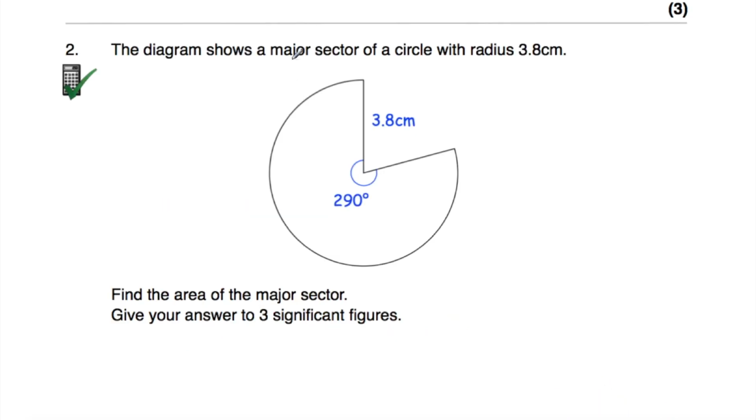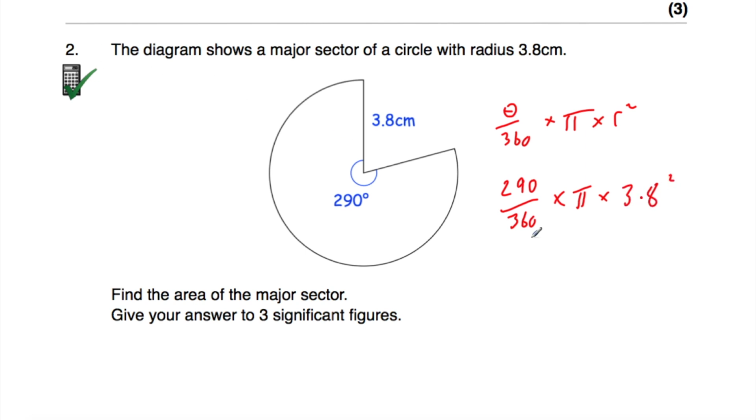Question number 2 says the diagram shows the major sector of a circle with radius 3.8 centimeters. As you can see, the radius of the whole circle is 3.8 centimeters, and we've got this angle of 290 degrees. We've been asked to work out the area of the major sector, giving our answer to 3 significant figures. Remember, we're going to use beta over 360 multiplied by pi multiplied by the radius squared. So we work out the fraction of the whole circle, which is 290 360ths, multiplied by pi multiplied by the radius, which is 3.8 squared.